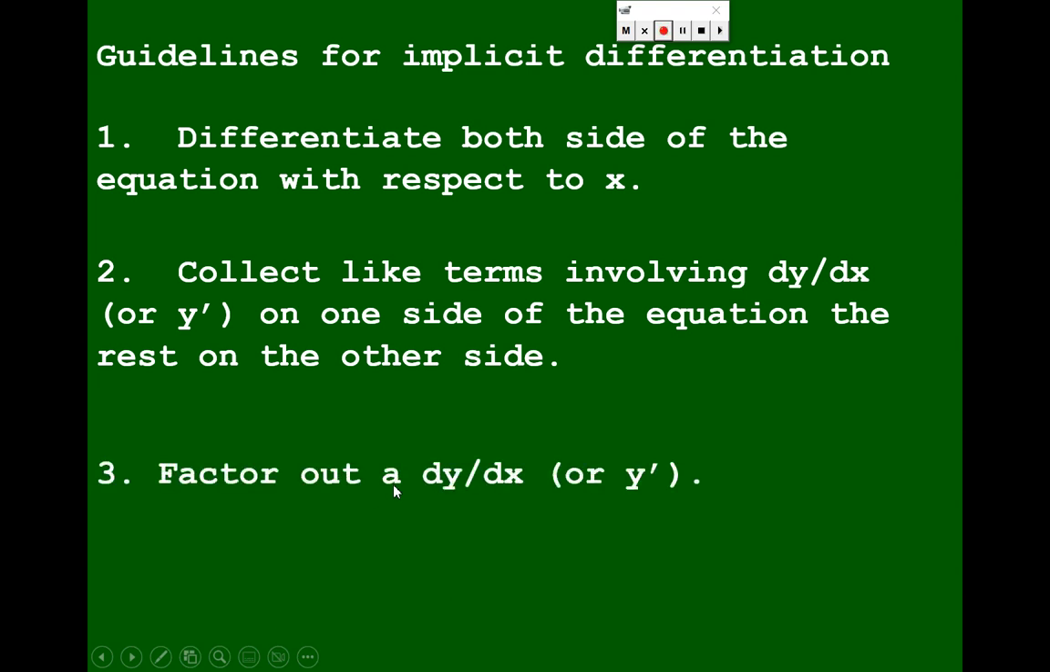Step number 3, you're going to factor out a dy dx or the y prime. You'll actually physically factor it out. And step 4, you will solve for dy dx or y prime. In other words, you're going to get dy dx or y prime by itself. Okay? These are the 4 steps. Again, rewind, pause the video if you need to.